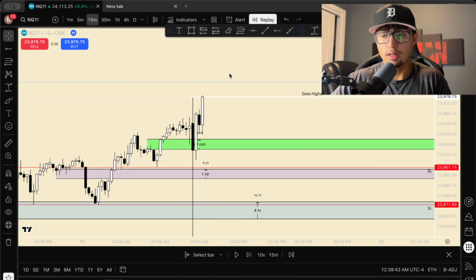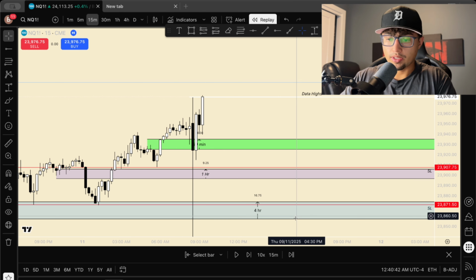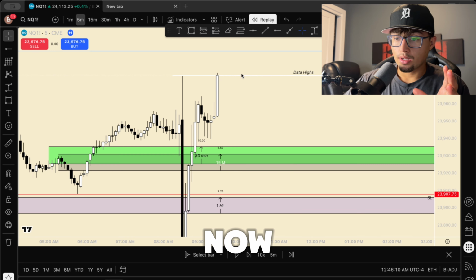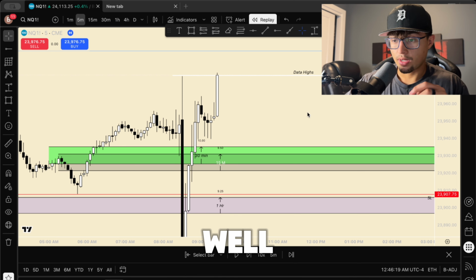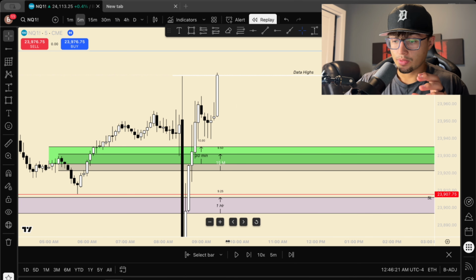First, price needs a little bit of retracement, so let's wait till market open. Data highs have been hit. Now we just want to see a retracement to one of these 15-minute or 30-minute fair value gaps with a 5-minute fair value gap down here as well. So let's see what price does.